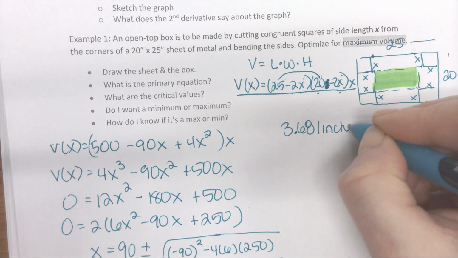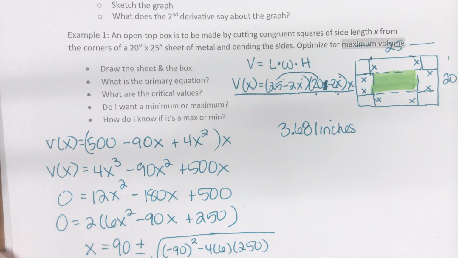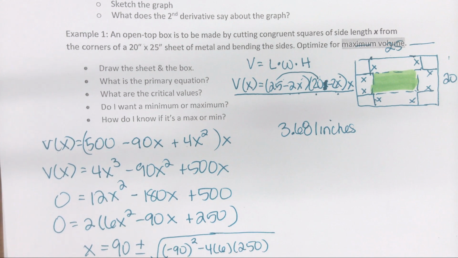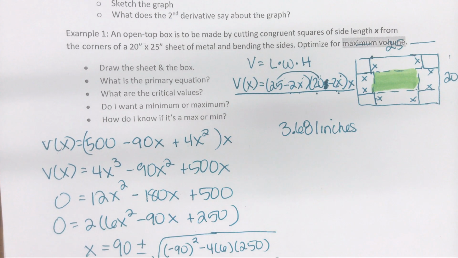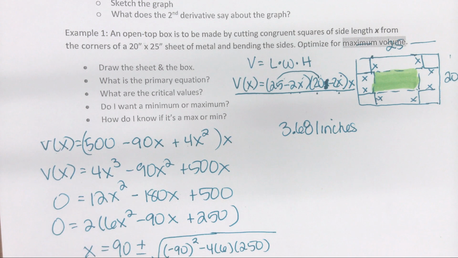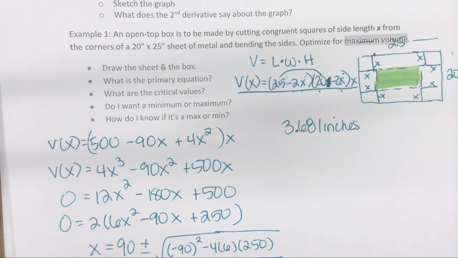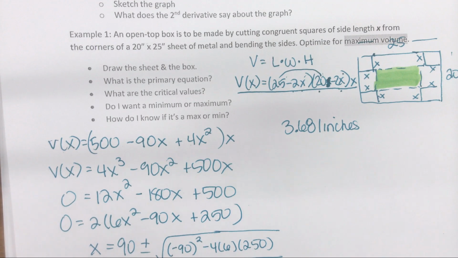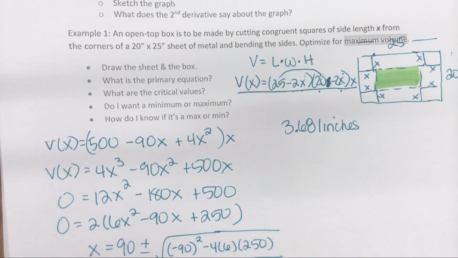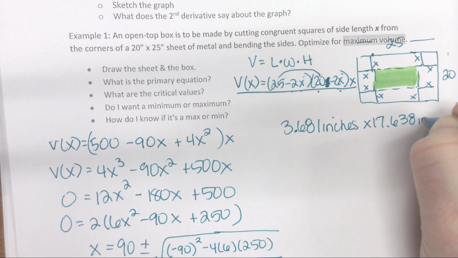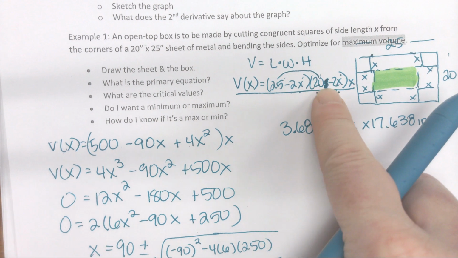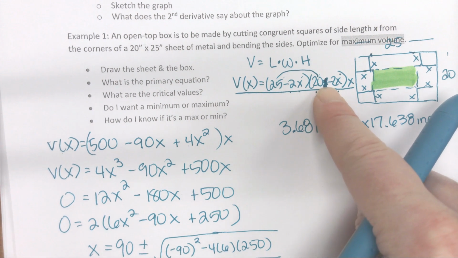How would you find the length of the box? Can't you just plug it in here? Would you do that for me a second? Did you get 17.638? And then finally, we're going to plug it in for the width. So 20 minus 2.